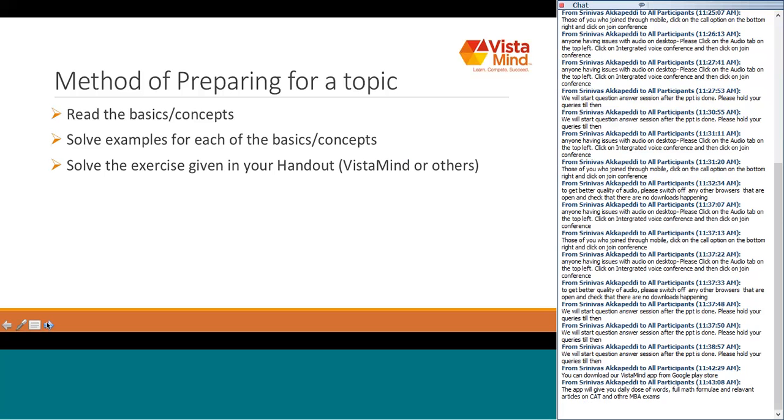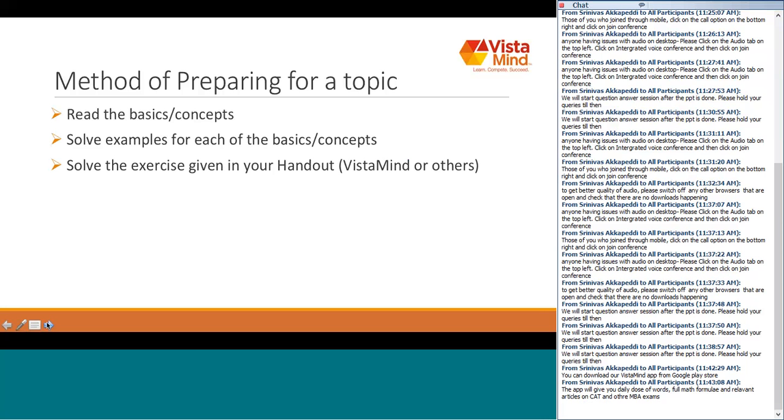Solve the exercise given in your handout. If you are a VistaMind student, there are outsiders also in this seminar, therefore I am keeping it a little general, but if you are our student, you know that you are getting handouts for every topic. Solve that. There are 2 exercises in the VistaMind.